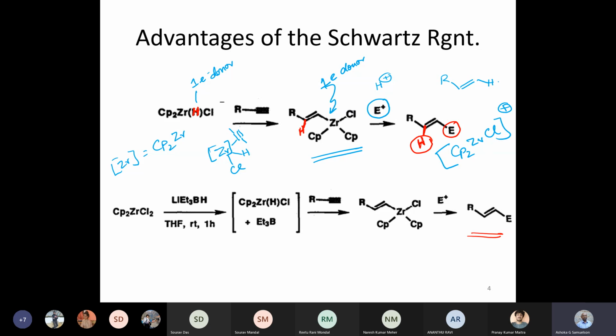And the advantages are many. One of them is the fact that you do not have to generate the Schwartz reagent. This is the Schwartz reagent, which can be generated using a hydride source and Cp2ZrCl2, which is very easily made from ZrCl4. So you can end up with this in situ. This can be generated in situ and treated with an alkyne to finally get this product.